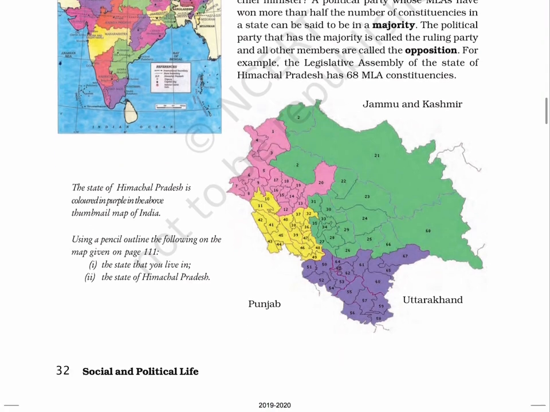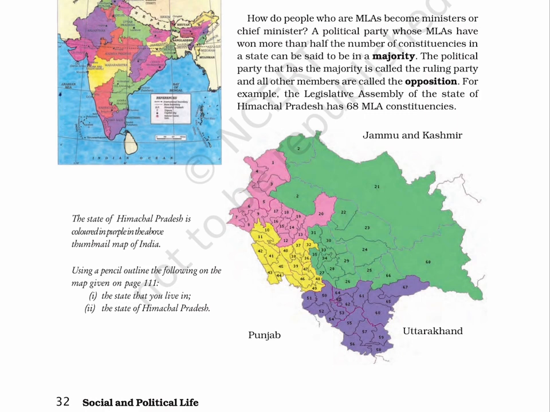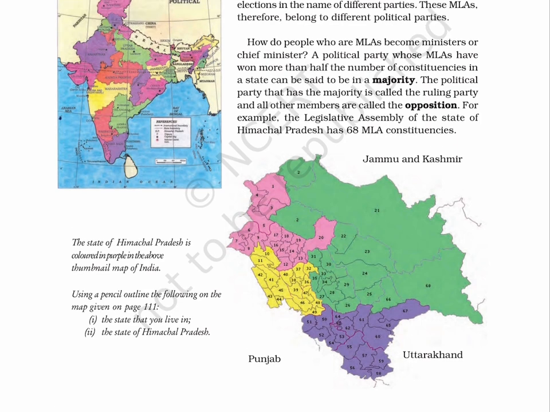Along with the map showing various constituencies of the state of Himachal Pradesh, there are two notes given here. The first one reads, "The state of Himachal Pradesh is colored in purple in the political map of India given here." Using a pencil, outline these on the map given on page number 111. 1. The state that you live in. 2. The state of Himachal Pradesh.